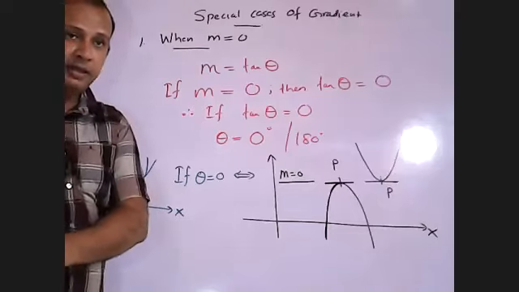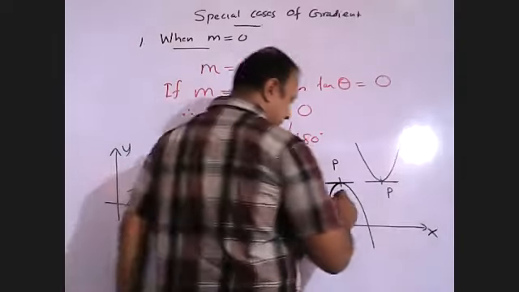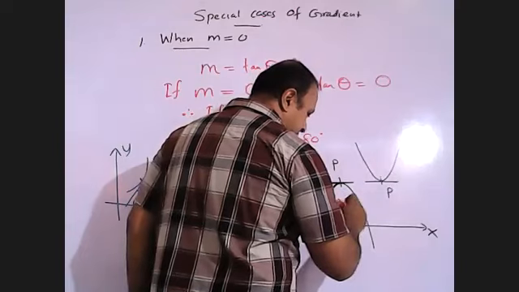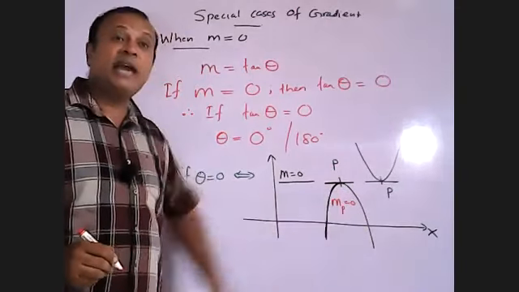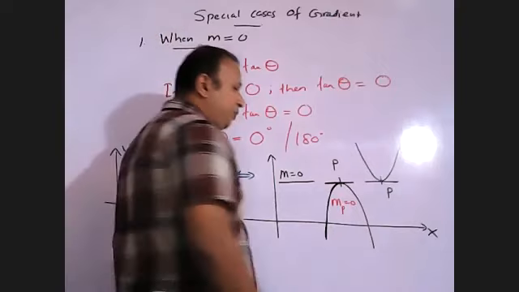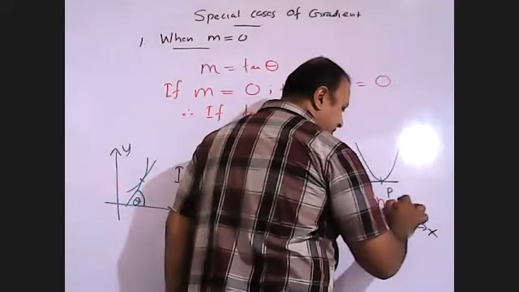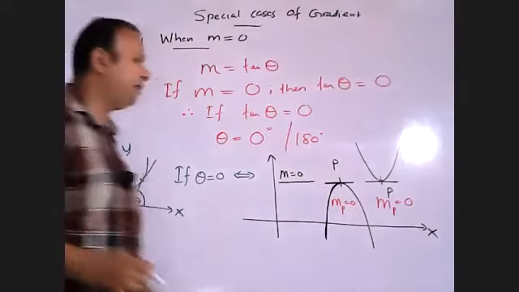So I can say m_P is equal to 0. m_P means the gradient at point P. m_P is equal to 0.